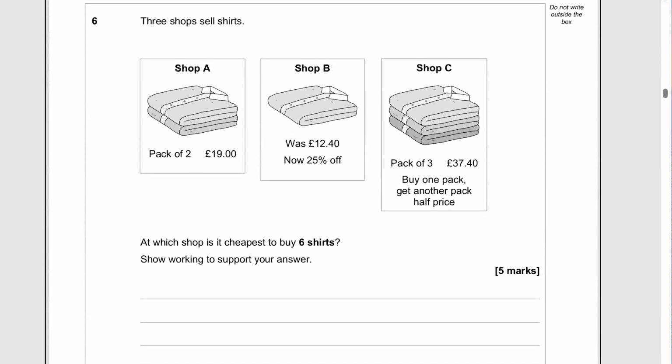Right, question 6. 3 shops sell shirts. Shop A sells them in packs of 2 for £19. Shop B was £12.40, now with 25% off. And Shop C, packs of 3, £37.40. Buy 1 pack, get another pack half price. Which shop is cheapest to buy 6 shirts?